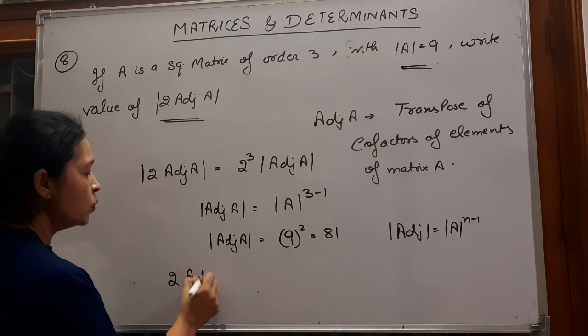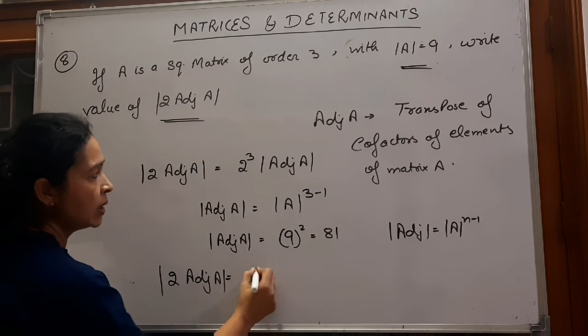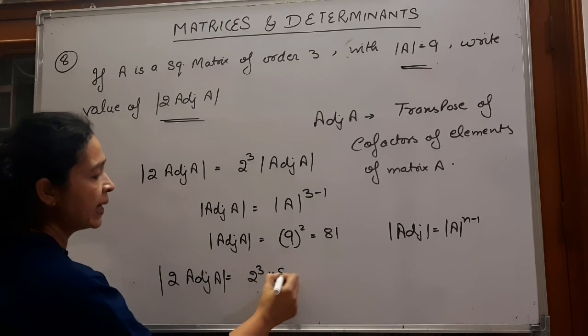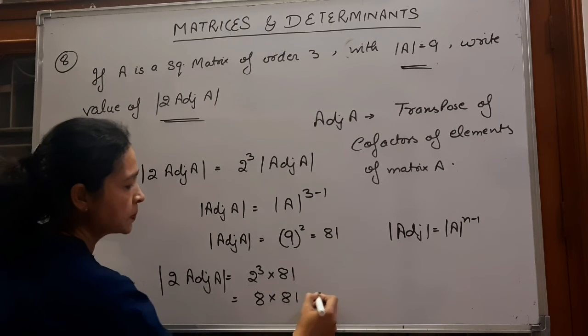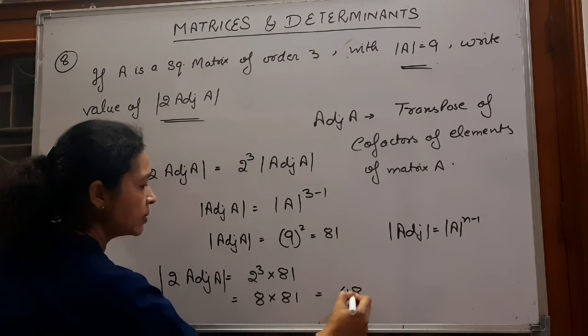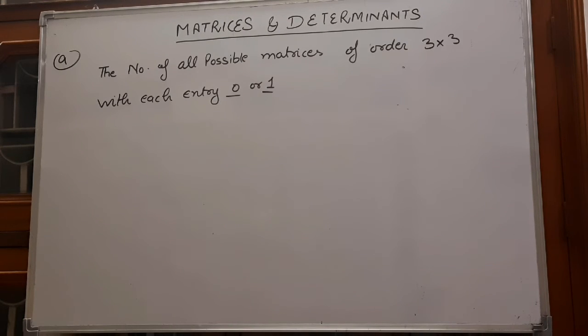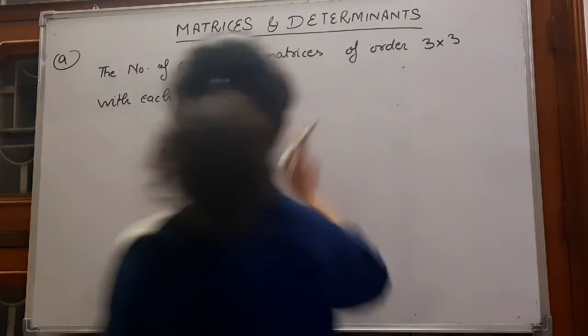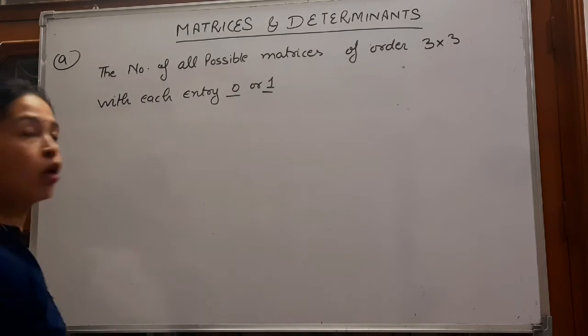Now what will be the value of the determinant of 2 times adjoint A? 2 to the power 3 into 81. We have 8 into 81, 648 is our answer.